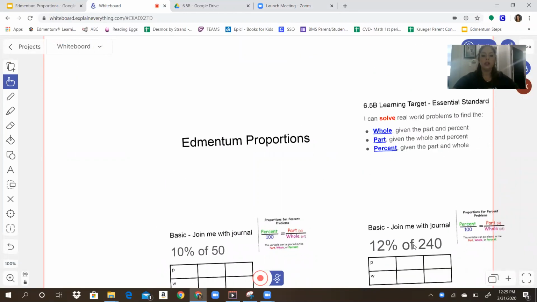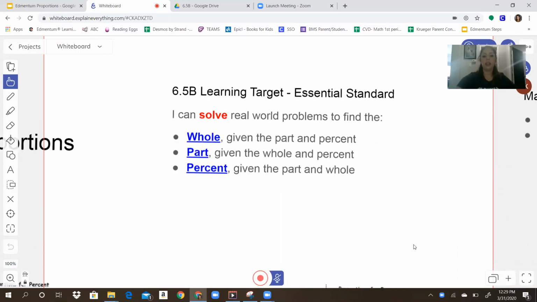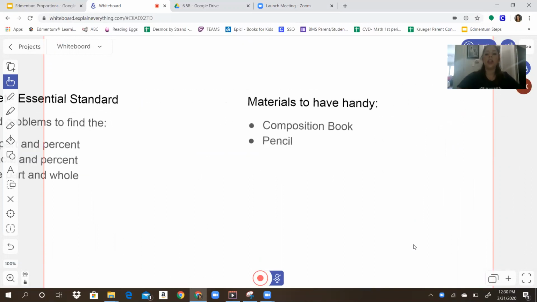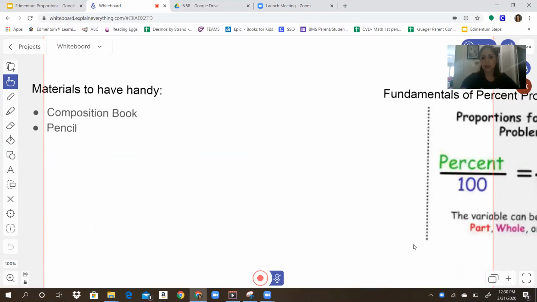So we are going to do our Edmentum proportions together, the 6-5B learning target, which is a standard. It can solve real-world problems to find the whole, given the part in percent, the part given the whole in percent, and the percent given the part and the whole. Some materials you might want to have handy are your composition book and a pencil.